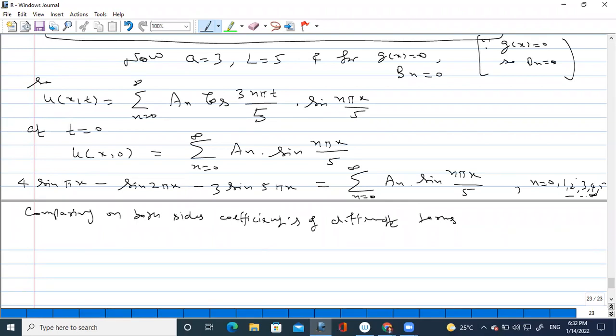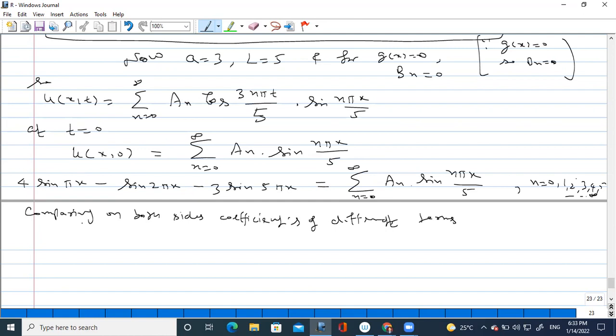Okay. See how I can get pi x. If n is equal to 5, so 5 to 5 cancel, it will become sin pi x. So it means it is a5. How can I get 2 pi x? If n is 10, then also I can get sin 2 pi x. How can I get 5 pi x? It means your n should be 25. So these terms will give you these coefficients.